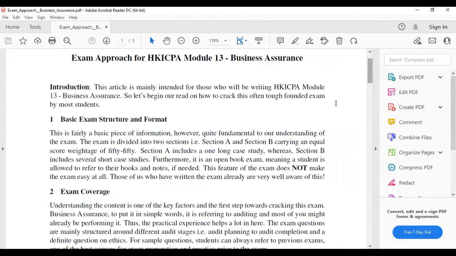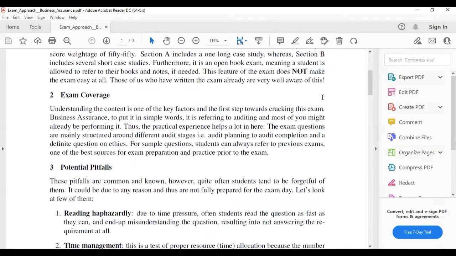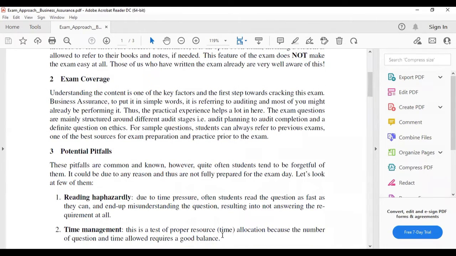So let's look at exam coverage. Basically, it's about auditing. Some of you are already working with the Big Fours, you might be doing auditing, and practical experience, as I say here, actually helps a lot. The most important step that you might need to take is to use key terms and keywords when you're writing your answers. But we will talk about how to frame your answers in a later part of this video.